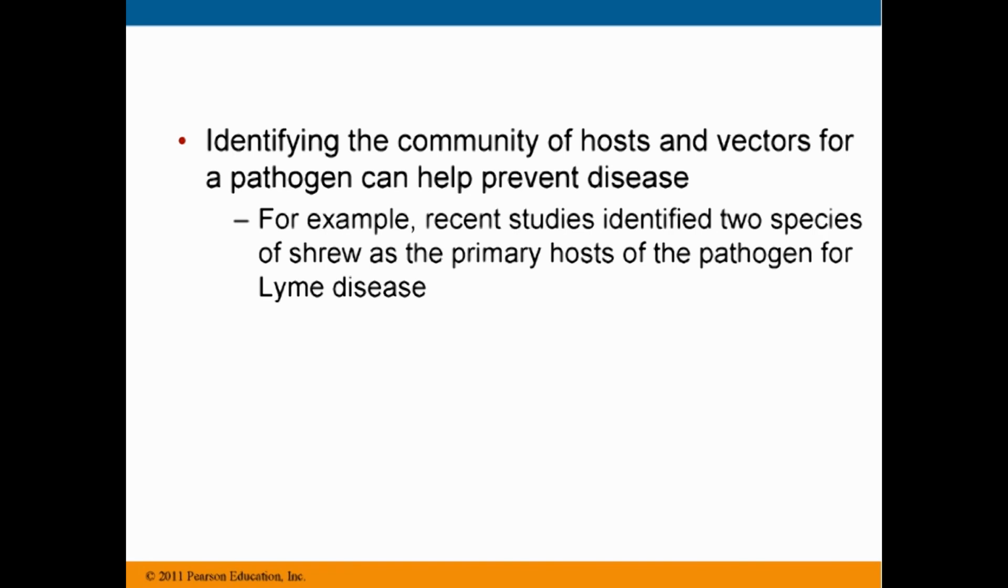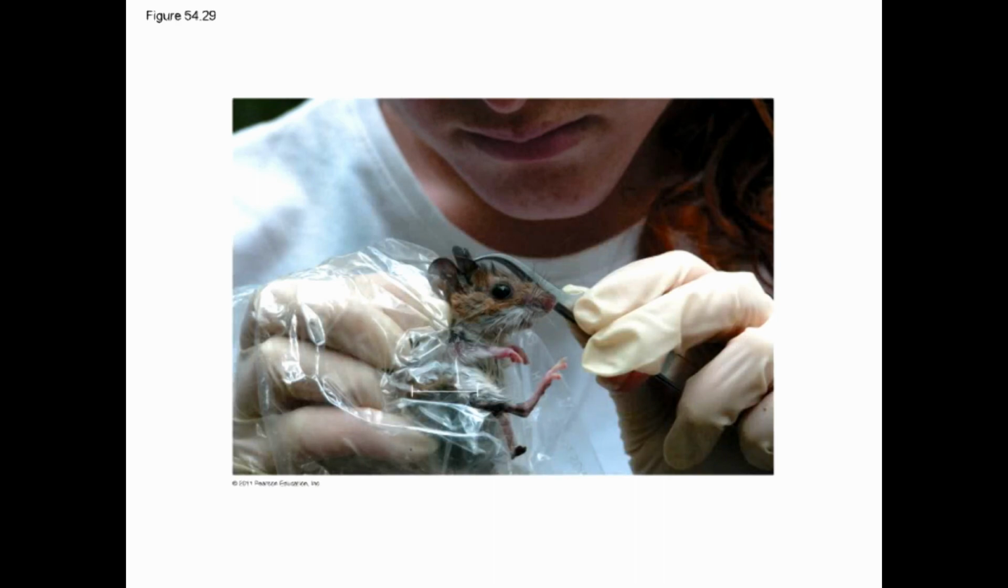An example that they give here: recent studies identified 2 species of shrew as the primary host of the pathogen for Lyme disease. It was thought that Lyme disease came from deer ticks, and we get the disease from the deer ticks when they bite into our skin and inject the pathogen into our bloodstream. So the shrew, which is a very small mouse-type organism, could be the primary host, and then the ticks would get it from the shrew. There's our little shrew, little bitty guy. Okay, so here's some testing that's going on with our shrew.